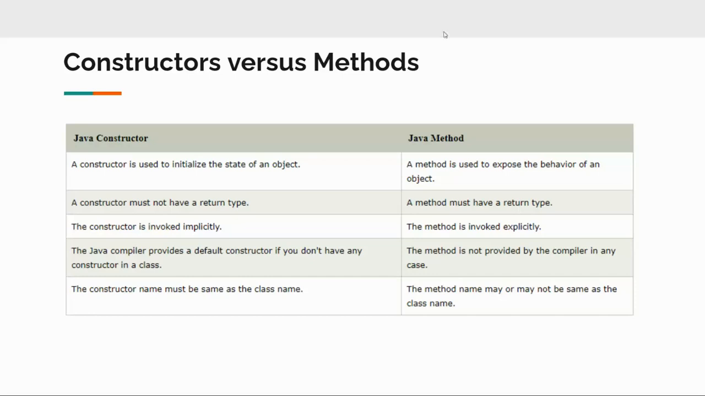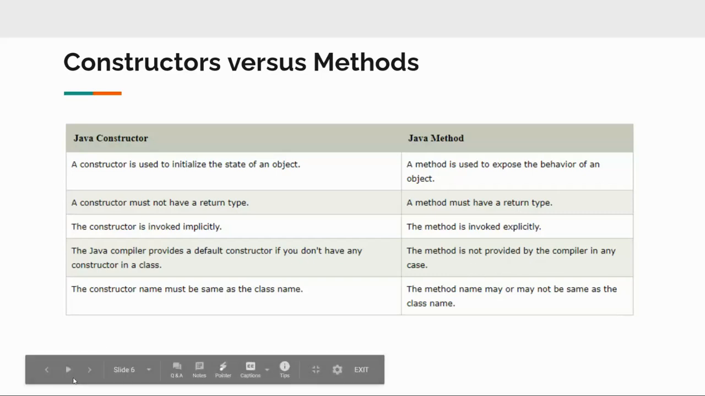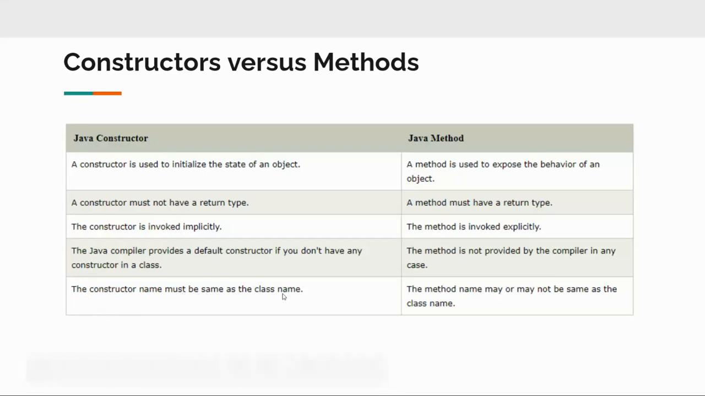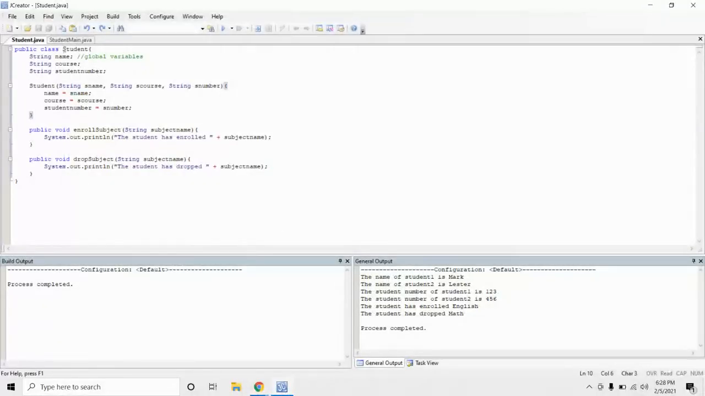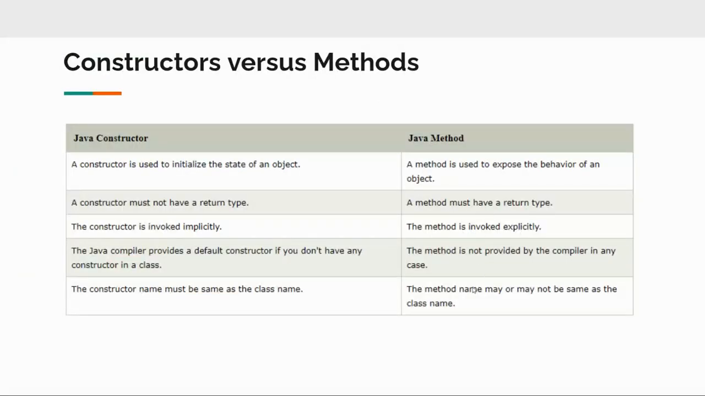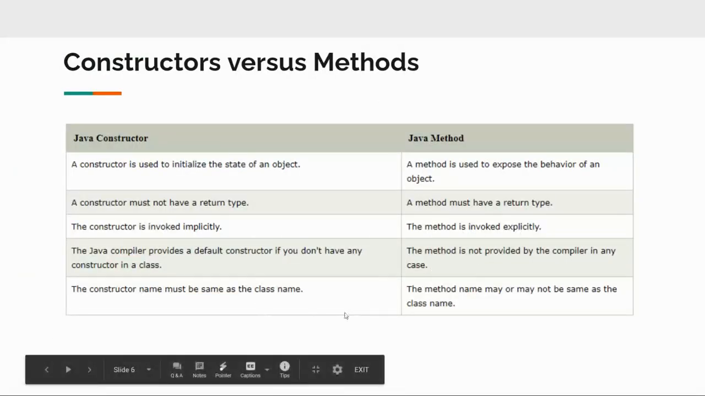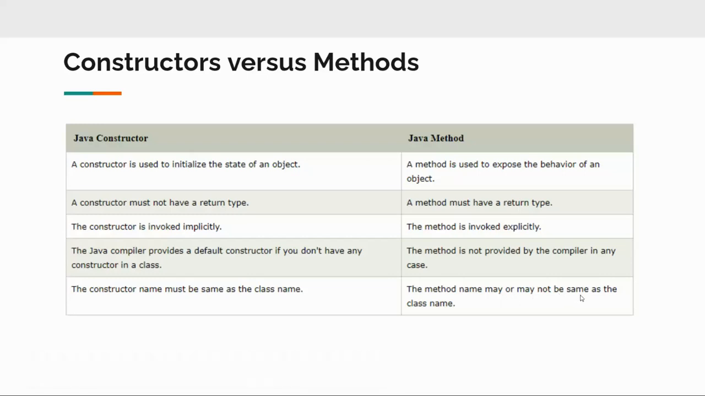Okay. So, again, the method is not provided by the compiler. The compiler here, for now, do not be confused with the word, it only means Java. So the method is not provided by Java itself because you need to create your own method. Okay? The constructor name must be the same as the class name. So in this case, as you can see, our constructor is called student because our class is called student. Okay, the method name may or may not be the same as the class name.